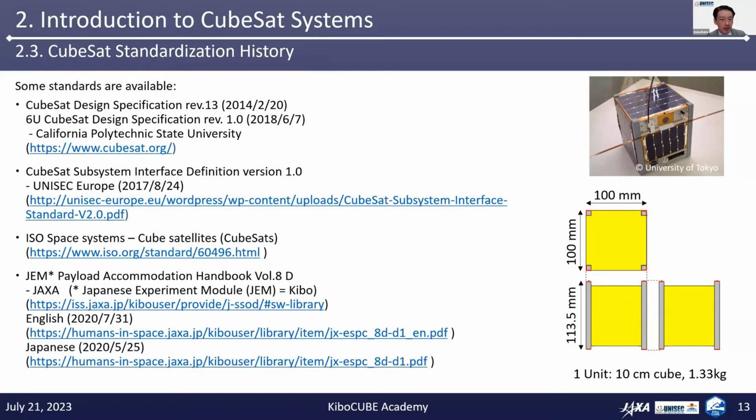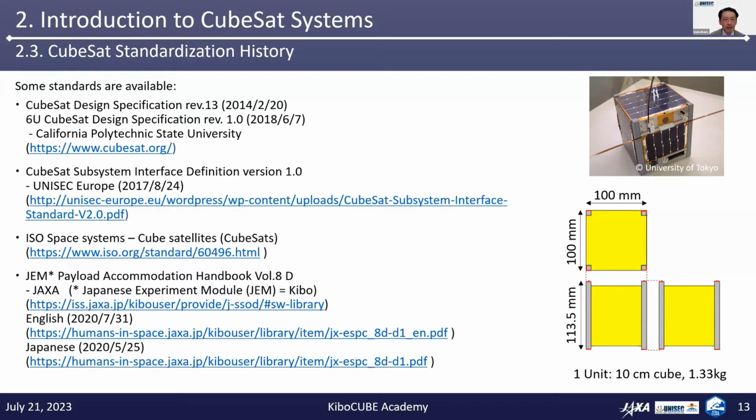Some standards are available, and I have listed them here. The first one I introduced is the CubeSat Design Specification Revision 13, the original one, organized by the California Polytechnic State University. It is publicly available at this link. This standard provides a basic idea of CubeSat, so I recommend that you become familiar with it as the first step. There are several more working documents available in the community.